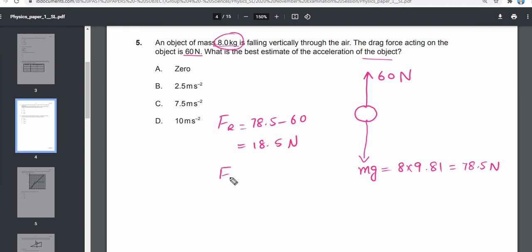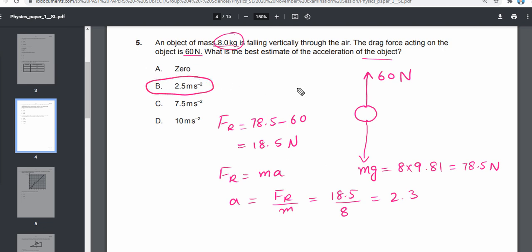Now we will use this formula that the resultant force is equal to mass times acceleration. So from here we'll get our acceleration, that will be equal to the resultant force divided by the mass. That will be equal to 18.5 divided by the mass, that is 8. So I'll divide it, 18.5 divided by 8. So I got 2.3, which is closer to this value. So my acceleration will be equal to 2.5 meters per second square. So option B is the correct answer.